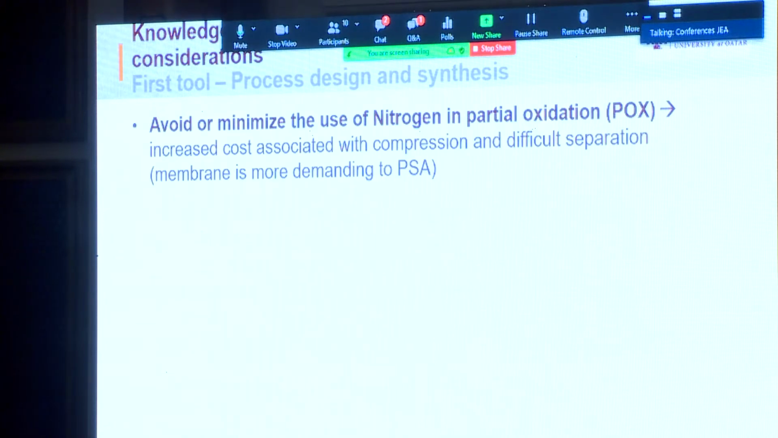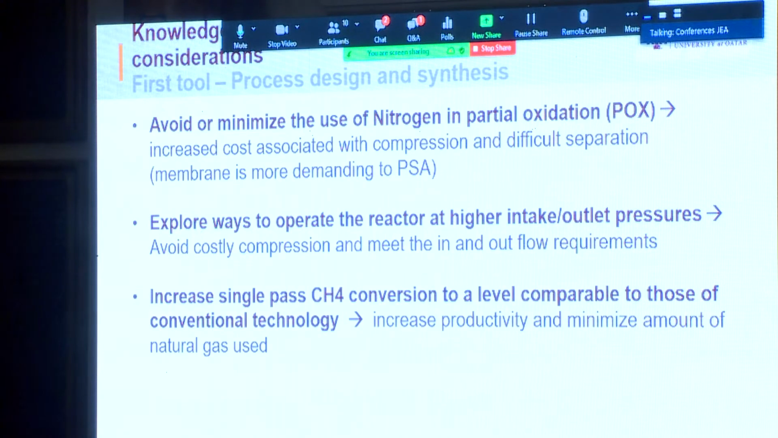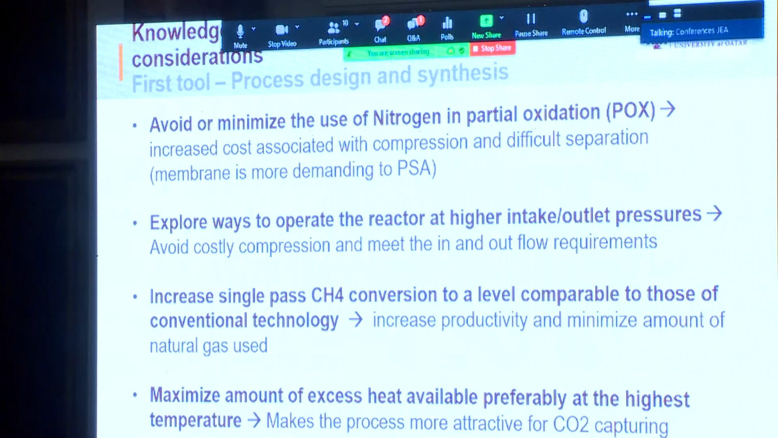So the message is, just using the process right away in the start targeted us where we should focus to develop this technology. So we know we should avoid using nitrogen, because nitrogen is just basically increasing the cost of the plant. We need to operate this reactor at much higher pressure, because this is the requirement for the process. We need to increase the single pass conversion. And also, most important, we need to maximize the amount of heat. The amount of heat will help us to capture the CO2 for free. So basically, combining this knowledge, we only can capture because we did the process in the beginning and not later on.